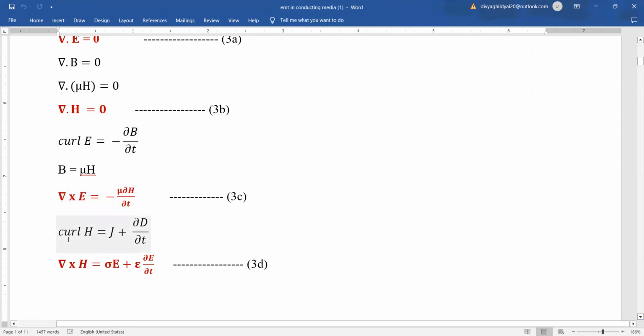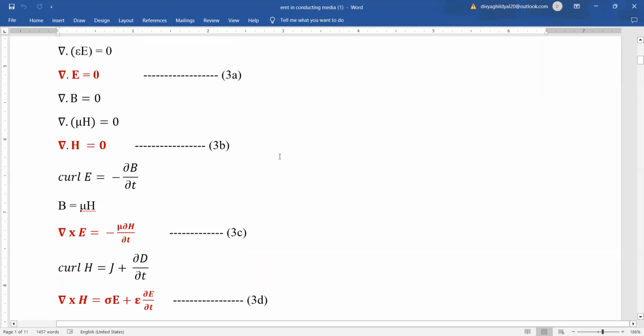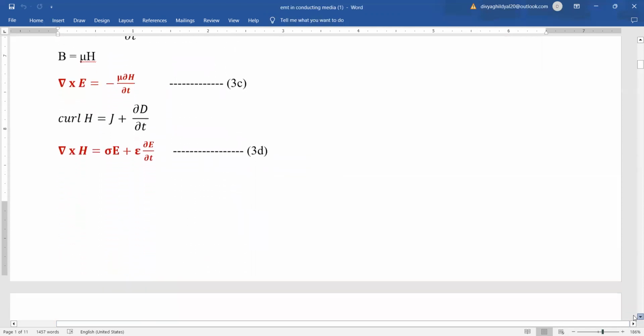Fourth equation, curl H is equal to J plus del D by del T. So J is sigma E plus D, we will write epsilon E. So the four Maxwell's equations, which you can see here on the screen, del dot E equal to 0, del dot H equal to 0, curl E equal to minus mu del H by del T, and curl H equal to sigma E plus epsilon del E by del T are there in conducting media.